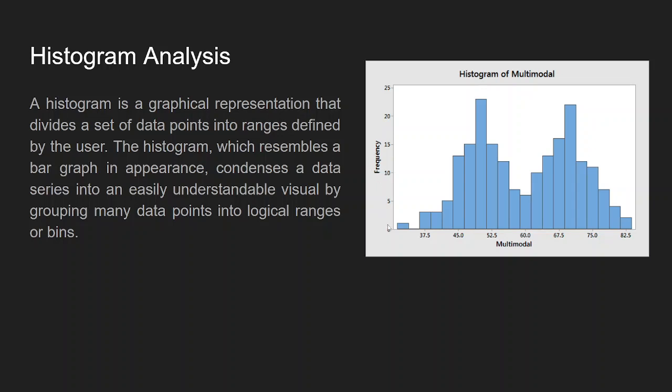The histogram resembles a bar graph, condensing a data series into an easily understandable visual by grouping data points into logical ranges or bins. The series of data in the histogram is easily understandable whenever a person looks at it. The bars we can see in the graph are called logical ranges or bins. Coming to the next slide about the histogram.